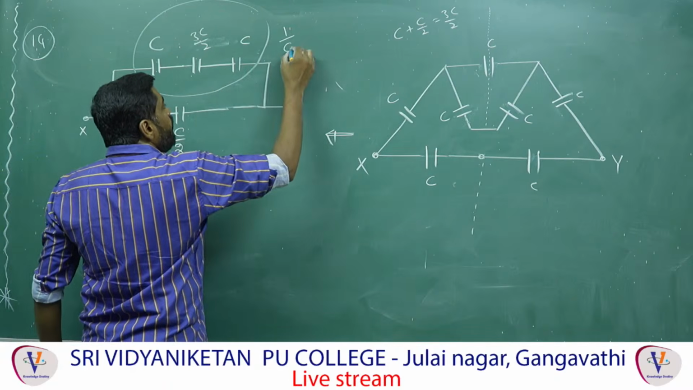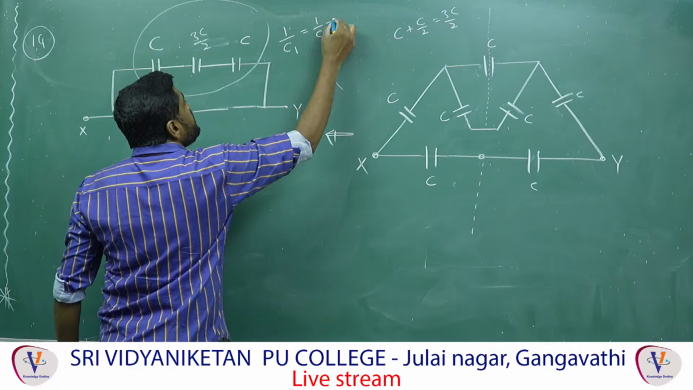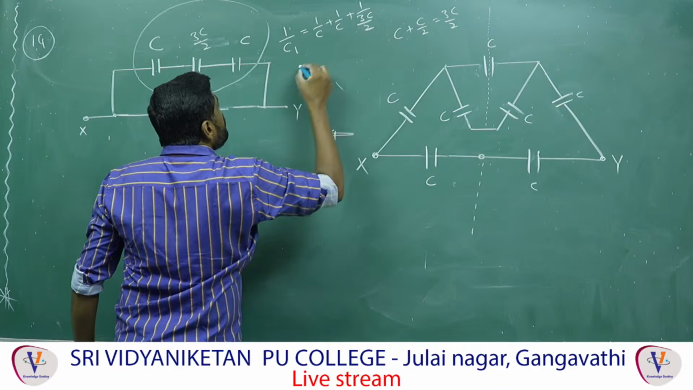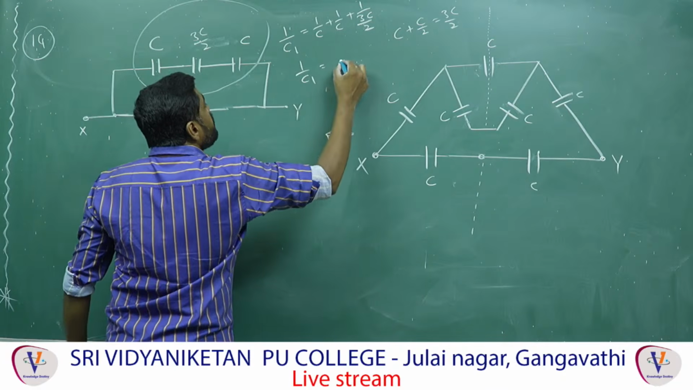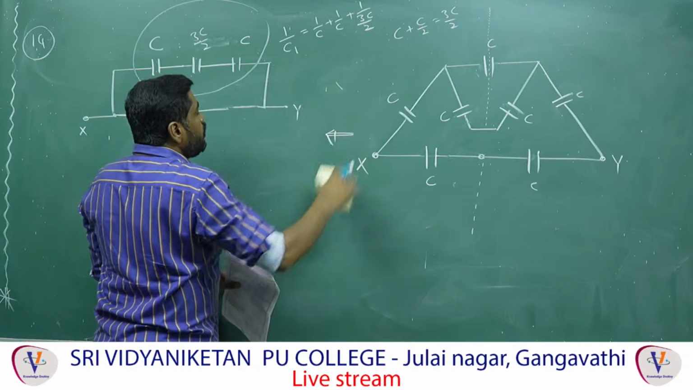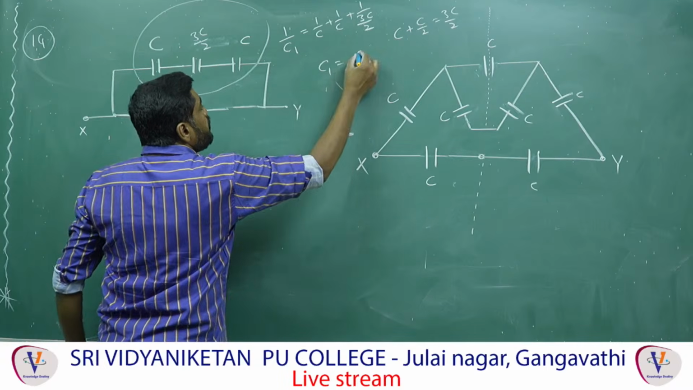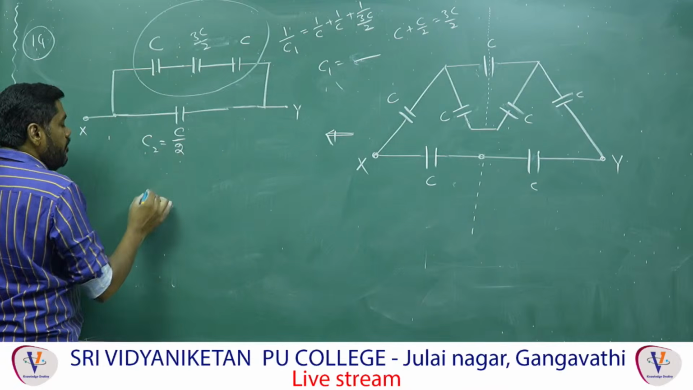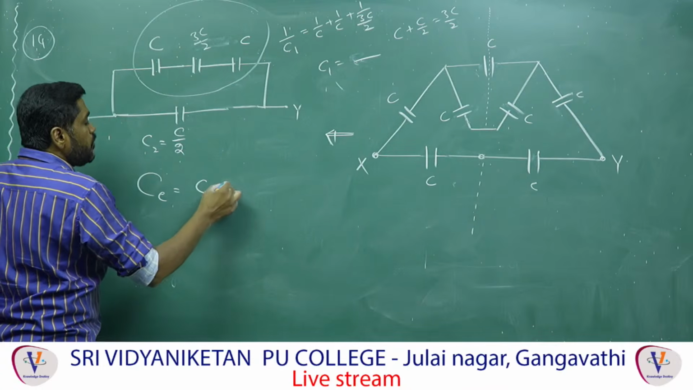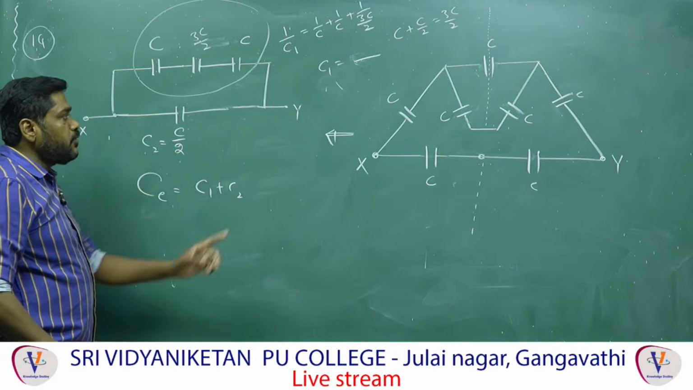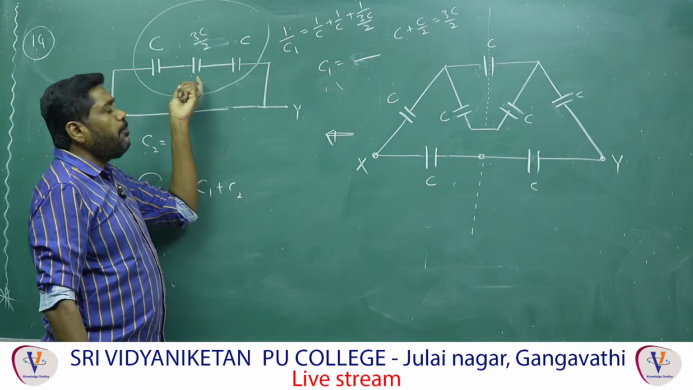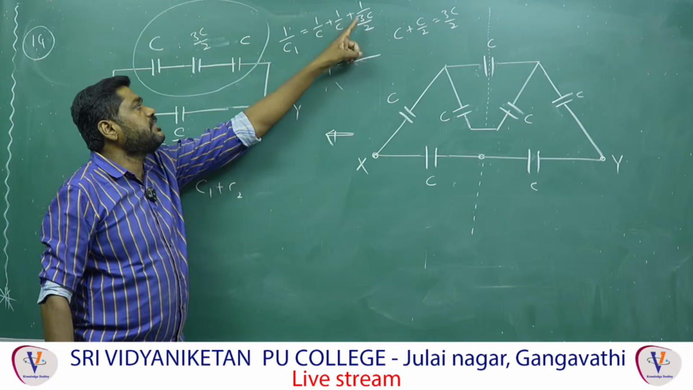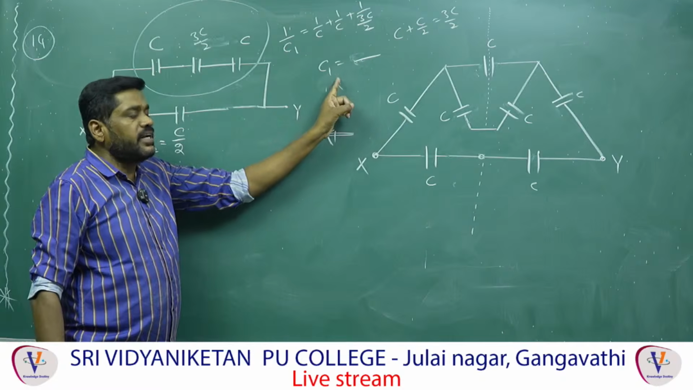Use this formula: 1 by C1 is equal to 1 by C plus 1 by C plus 1 by 3C by 2. So you will get 1 by C1 after simplification, so you are getting C1. Here you take this as the C2. Finally, the C effective is equal to C1 plus C2. Don't forget to solve. For the series branch, 1 by C1 is equal to 1 by C plus 1 by C plus 1 by 3C by 2, and simplify, you will get the C1 value.